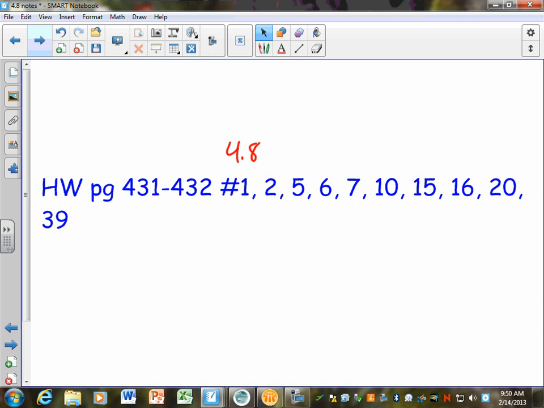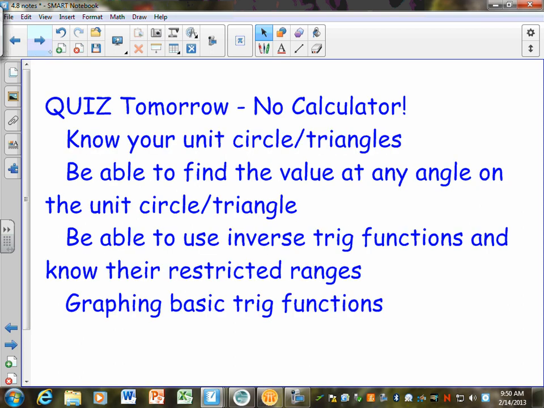So I wrote this up here. You don't have to write this all down, but you're going to have a quiz tomorrow that's going to be no calculator. Most of the quiz, like all but 2 questions, are if you know your trig values from your unit circle or your triangles, and you know how to evaluate both regular trig functions and inverse trig functions, you're going to be good to go on this. It's kind of like a test to see if we know our values.